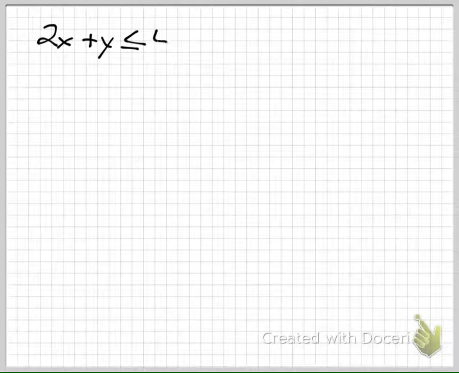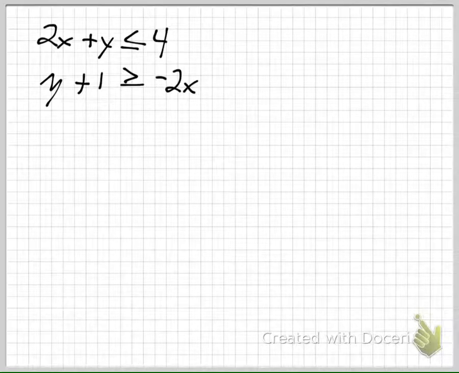Here's the deal. Let me give you this one. I'll do the odd one here. 2x plus y is less than or equal to 4, and y plus 1 is greater than or equal to negative 2x. Okay, so here's the deal. Listen, nothing changes here. I need you to watch.